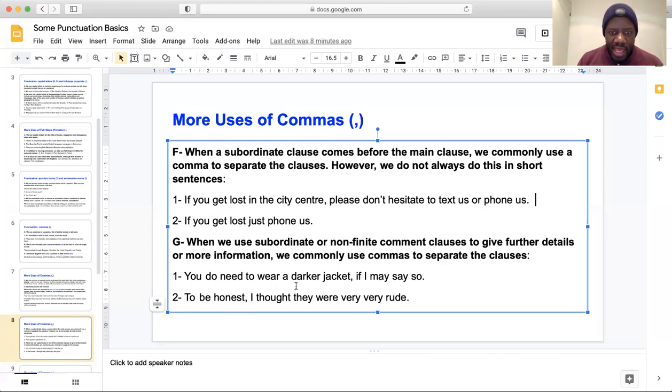You need to wear a darker jacket, if I may say so. Say what? Say, if I may suggest that you need to wear a darker jacket. So a comma separates it here. To be honest, I thought they were very rude. And then you can also write, I thought they were very rude, comma, to be honest.